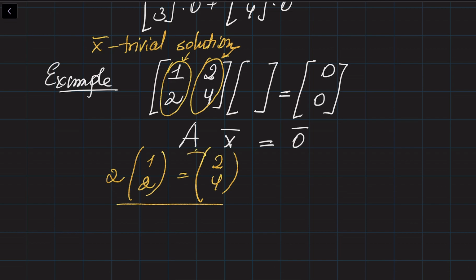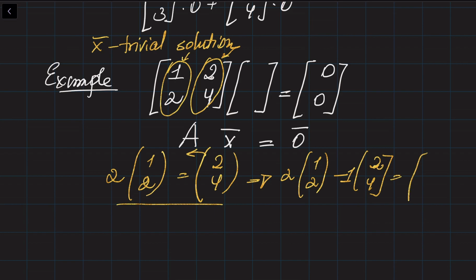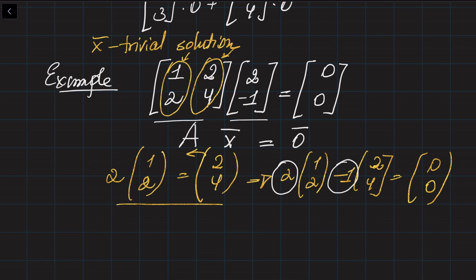Yes, if I just put this second column into the left-hand side, what I will get is essentially 2 times 1 and 2 minus 2 and 4. Well, let me write this as a minus 1, right? 2 and 4. And this is equal to 0 and 0, right? So what we need to do is we just need to get this 2 and minus 1 and put them as the entries of this vector. So essentially, it's going to be 2 and minus 1. And if you multiply this matrix now by this column, you're going to get exactly 0 and 0. So this is the non-trivial solution for the homogeneous system of linear equations.